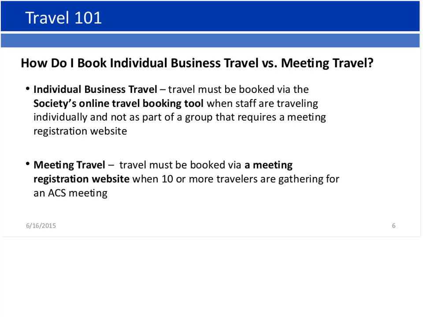So for example, if I were traveling to New York to visit a colleague and it was not part of any set-up meeting by ACS, I would book via the online travel booking tool, and that would be referred to as individual business travel. On the other hand, if I had a meeting registration website set up with 10 or more ACS travelers, that does require a registration website, and it will include a travel link, and that will be considered meeting travel.